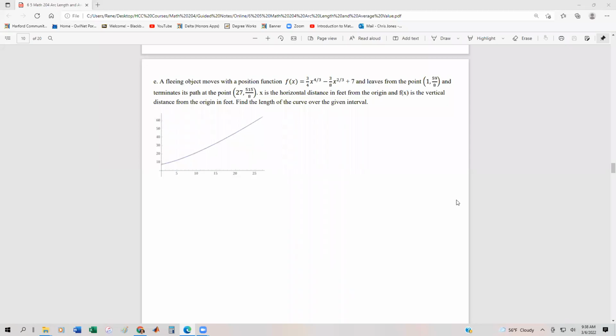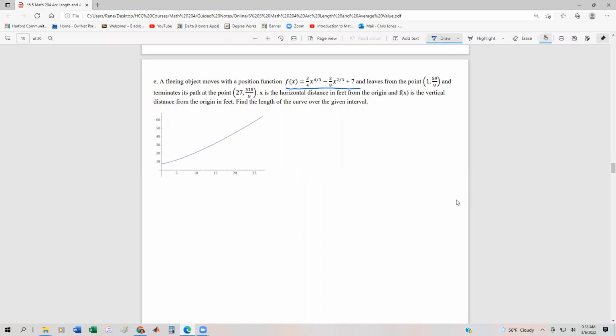One last example of arc length: we have an object that moves with a position function of f of x equals 3/4 x to the 4/3 minus 3/8 x to the 2/3 plus 7. It leaves from the point (1, 59/8) and terminates its path at (27, 2515/8). X is the horizontal distance in feet from the origin, and f of x is the vertical distance. Find the length of the curve.